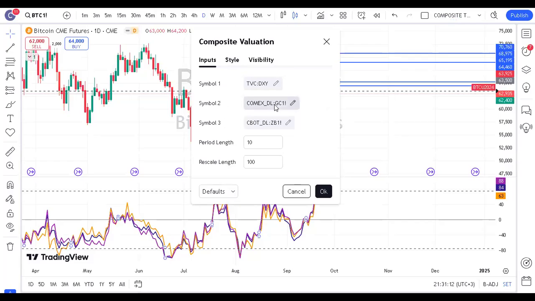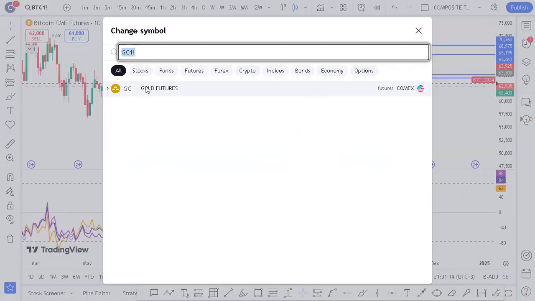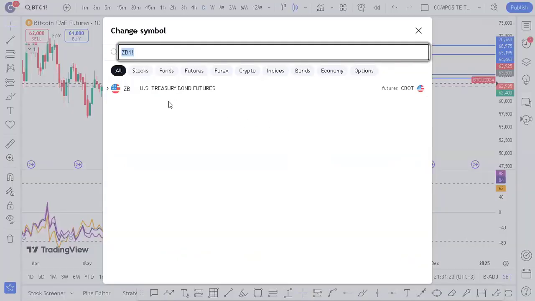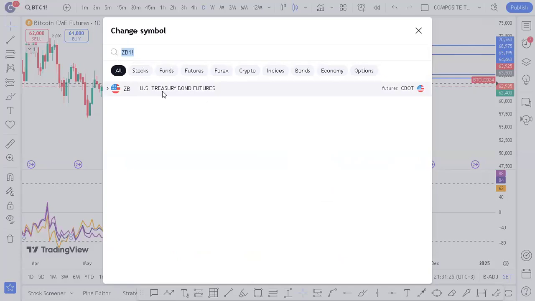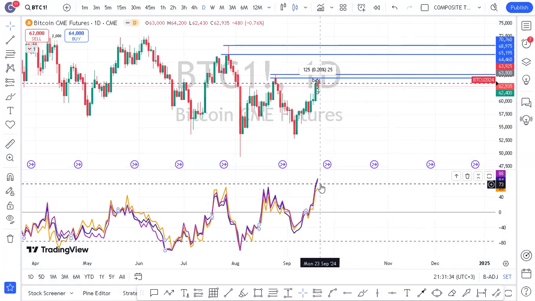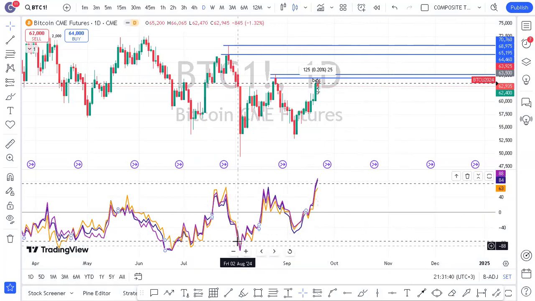Okay, our internet's back. So let's look at symbol two, the gold futures. We look at the gold futures, what are we expecting? Symbol number three is the US Treasury bonds futures. Do your research, understand what it is. These are the things we use. Every time the price is overvalued, meaning it goes above the broken line there, the price will fall. Every time it's undervalued, like here, the price will buy.